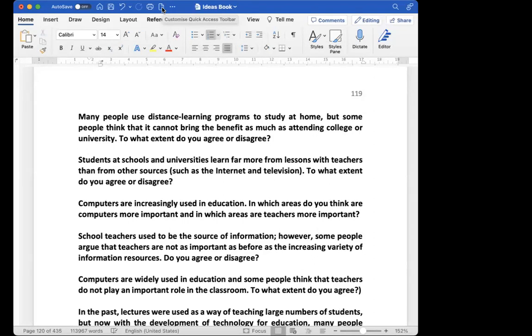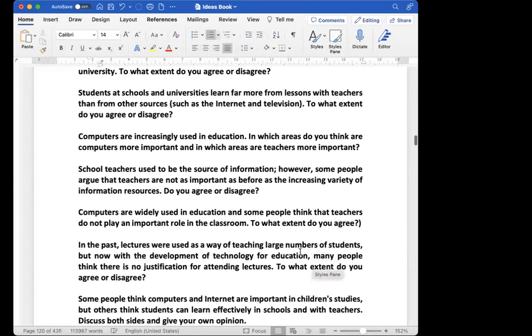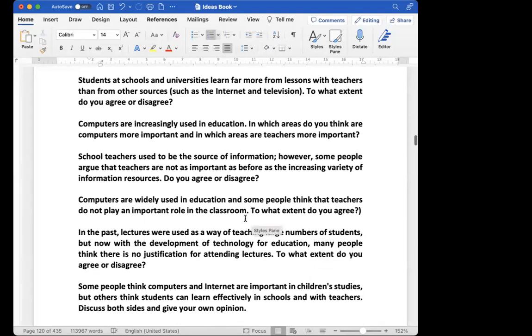Students at schools and universities learn far more from lessons with teachers than from other sources such as the internet and television. To what extent do you agree or disagree? Third, computers are increasingly used in education. In which areas do you think computers are more important, and in which areas are teachers more important? And next, school teachers used to be the source of information. However, some people argue that teachers are not as important as before because of the increasing variety of information resources. Do you agree or disagree? Then, computers are widely used in education, and some people think teachers do not play an important role in the classroom. To what extent do you agree or disagree?